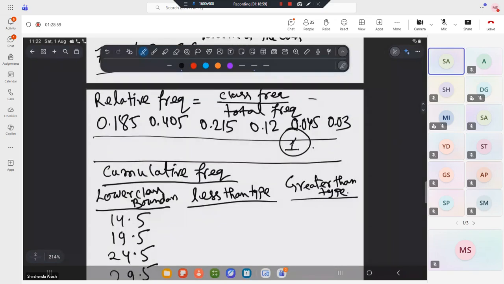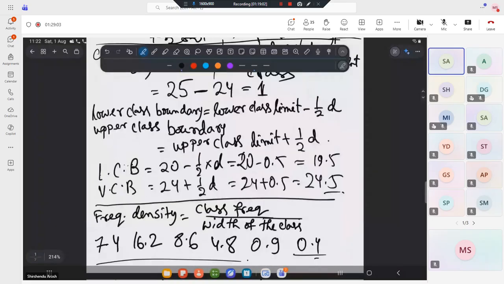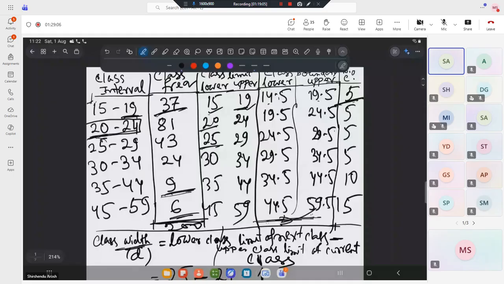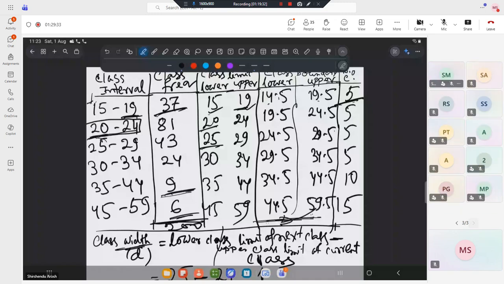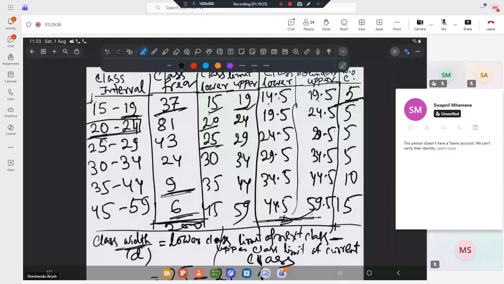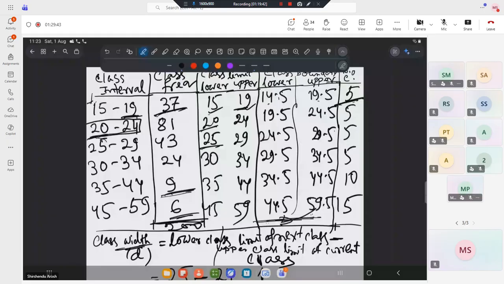So lower class boundary, less than type. The statement would be, keep looking into this particular table. If it is 14.5, below 14.5, how much frequency do you have? Yeah, below 14.5, how much frequency is there, right? If you observe this particular table, your frequency is from 14.5 to 19.5. You got the frequency 37. So if I ask below 14.5, that should be 0, right?